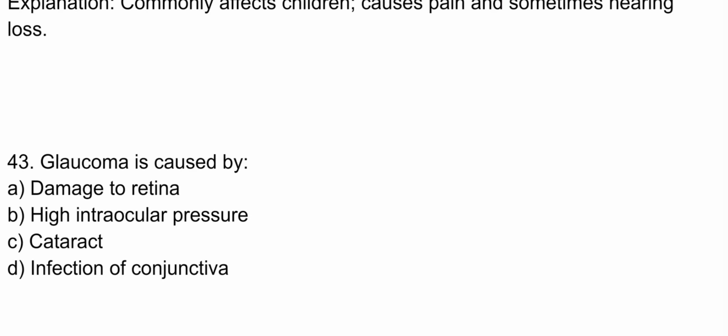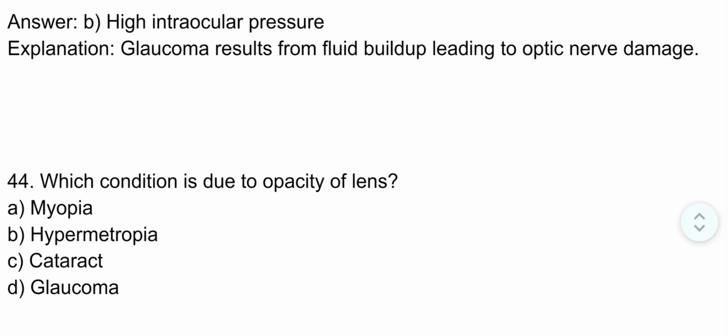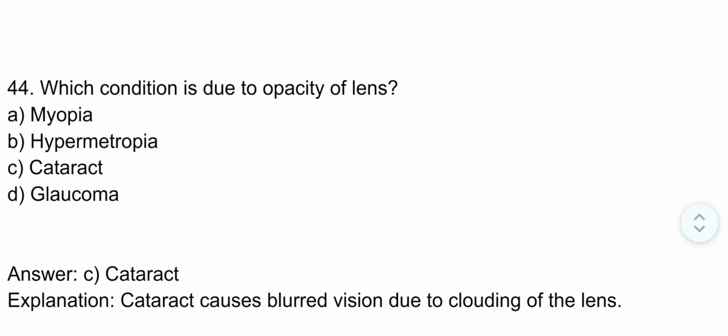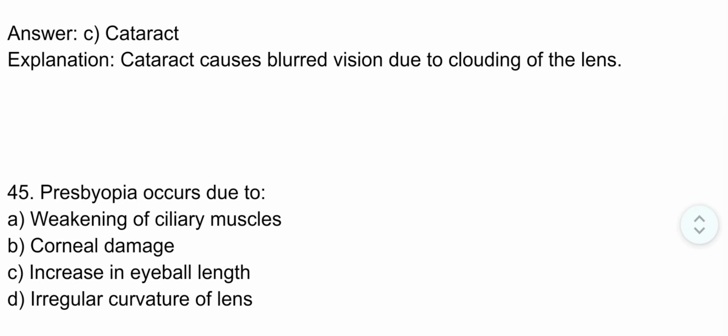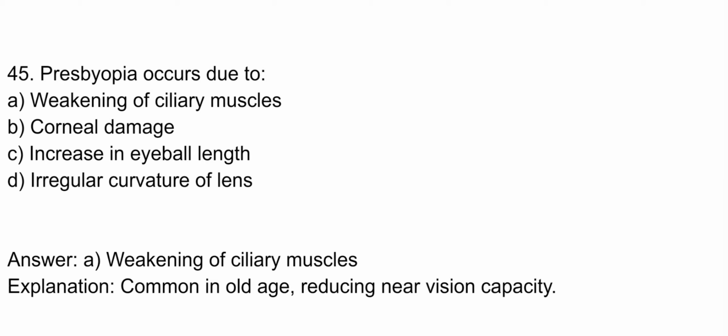Question number 43. Glaucoma is caused by? The correct option is option B. High intraocular pressure. Glaucoma results from fluid buildup leading to optic nerve damage. Question number 44. Which condition is due to opacity of lens? The correct option is option C. Cataract. Cataract causes blurred vision due to clouding of the lens. Question number 45. Presbyopia occurs due to? The correct option is option A. Weakening of ciliary muscle, common in old age, reducing near vision capacity.